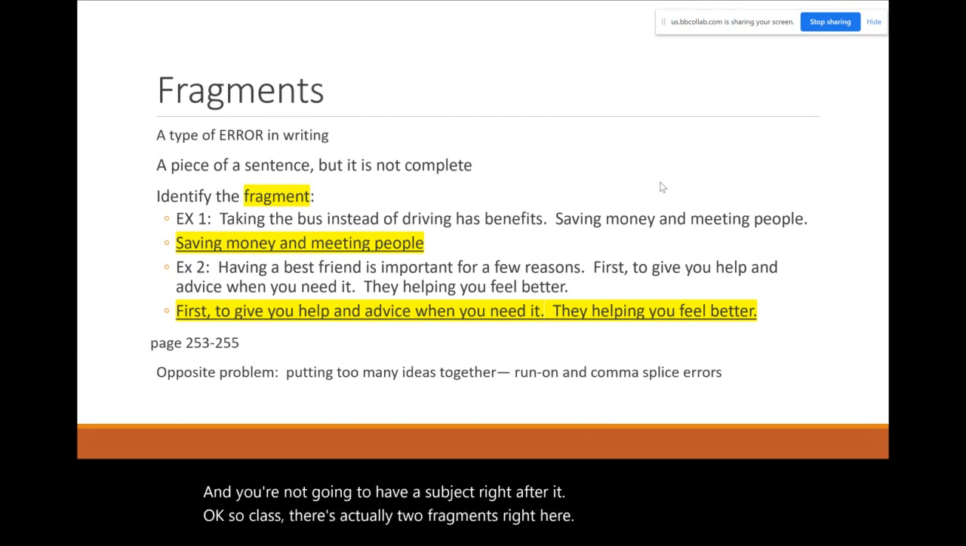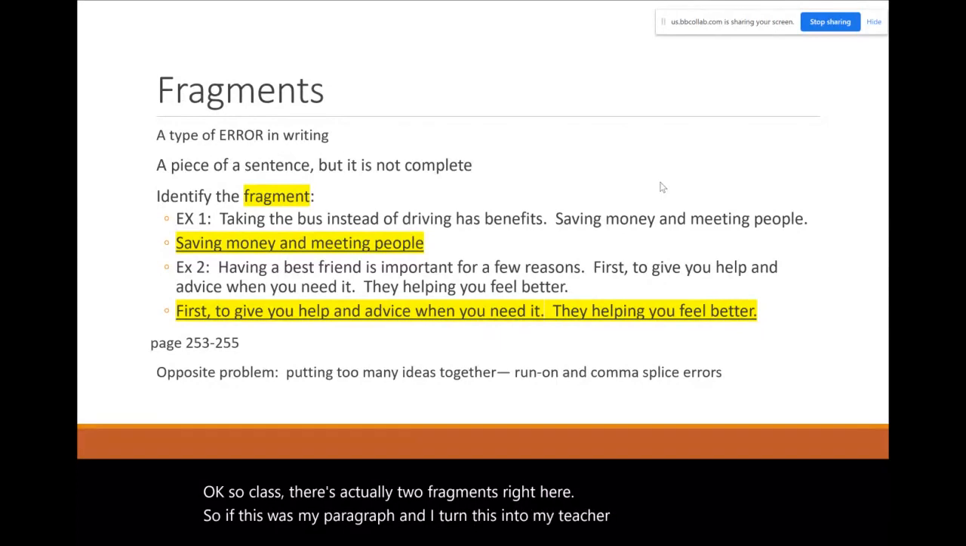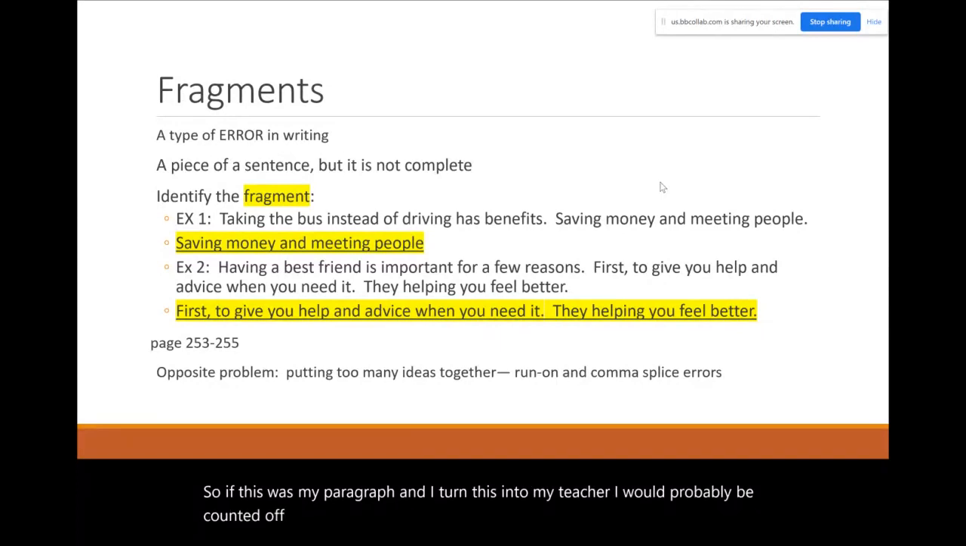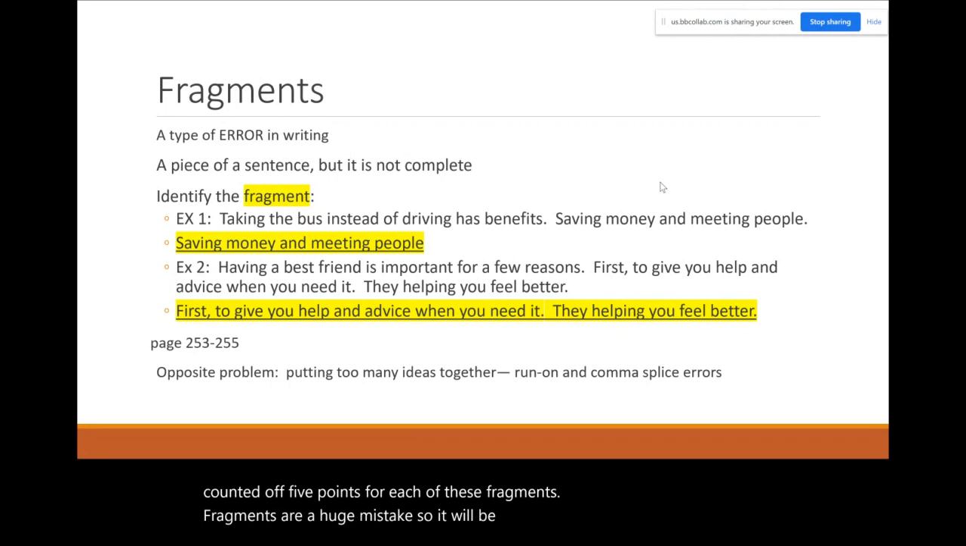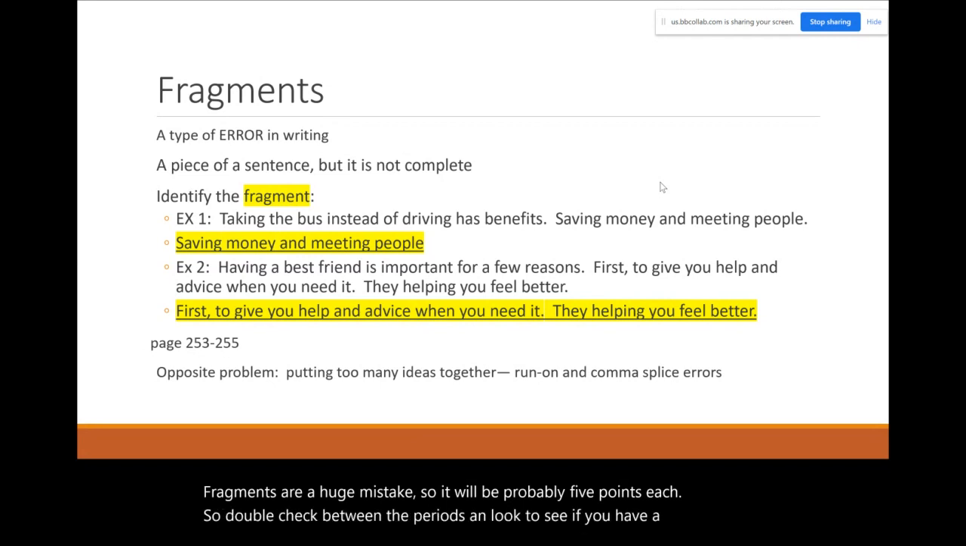Okay? So class, there's actually two fragments right here. If this was my paragraph and I turned this into my teacher, I would probably be counted off 5 points for each of these fragments. Fragments are a huge mistake, so it will probably be 5 points each. Okay? So double check between the periods and look to see if you have a complete subject and verb.